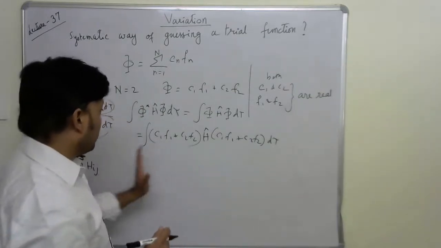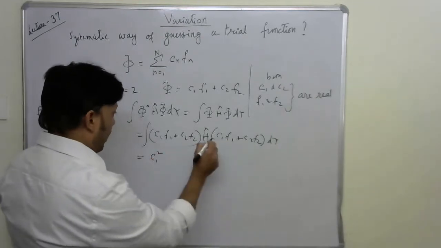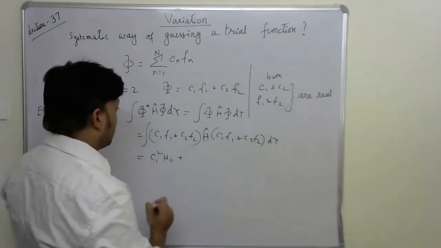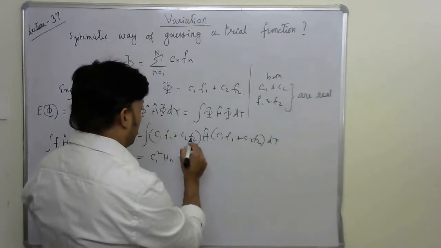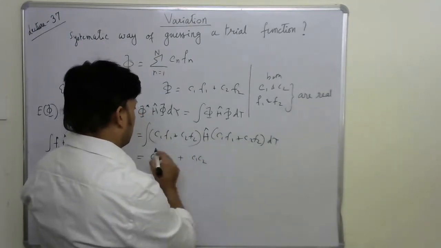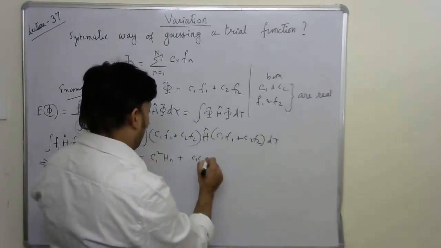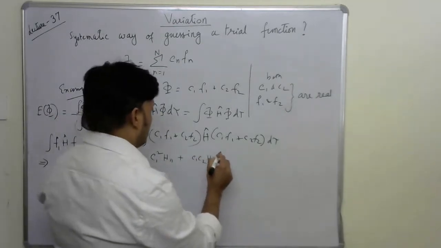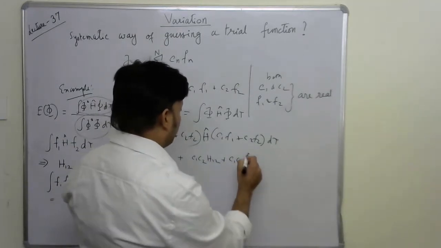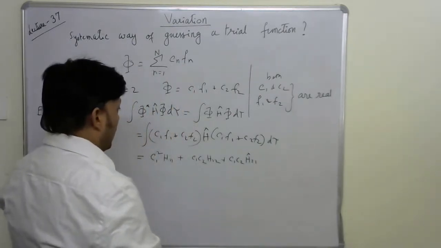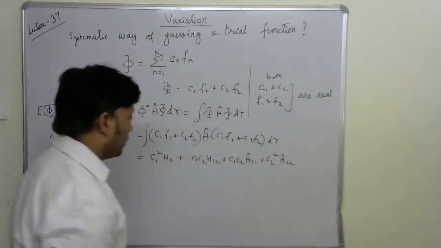If we further expand it, what we are going to get is C1 square H11, and then we get C1 C2 H12, then again plus C1 C2 H21, and plus C2 square H22. Isn't it so?